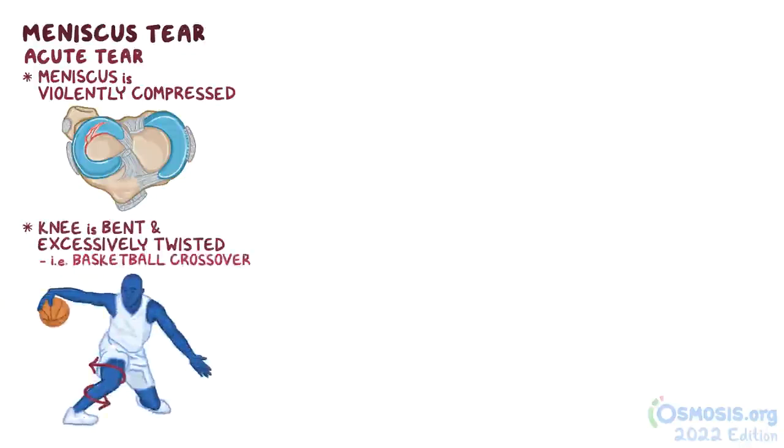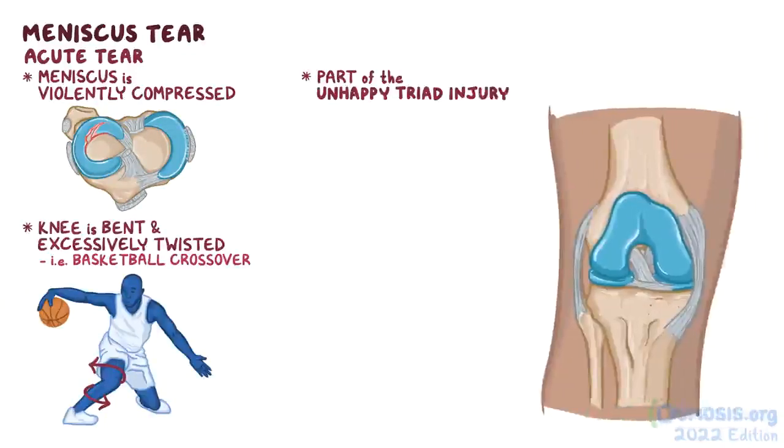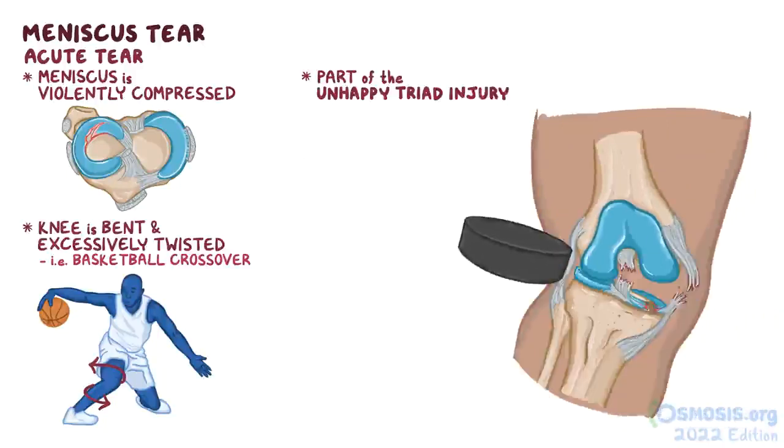Acute meniscus tears can also occur as part of an unhappy triad injury. This is where a lateral force to the knee, like when the knee is hit by a hockey puck, causes tears in the ACL, MCL, and one of the menisci.